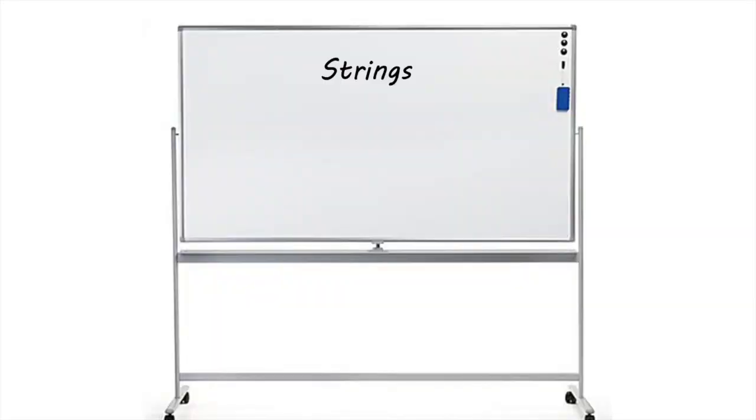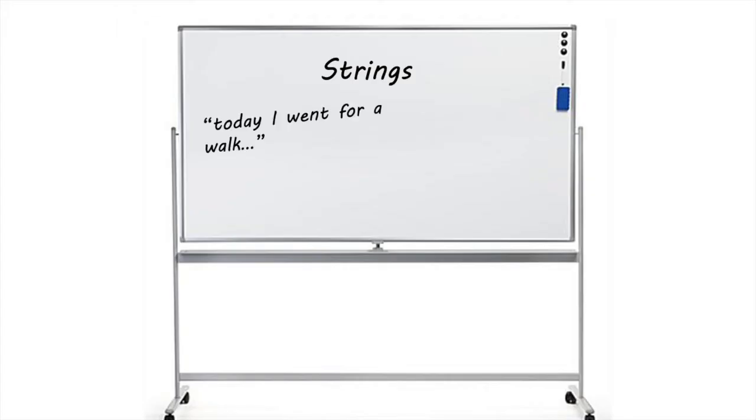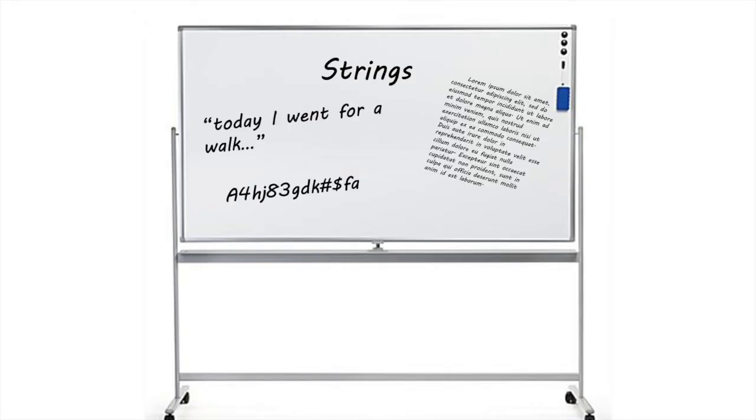Moving on from characters, we can now look at strings, which are just a chain or string of characters. This data type has a wide variety of uses. You can store a sentence, an entire paragraph, a jumble of random letters and numbers, or just a simple word.